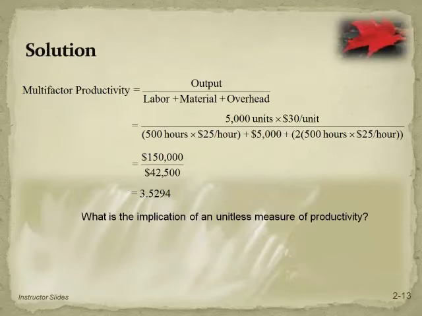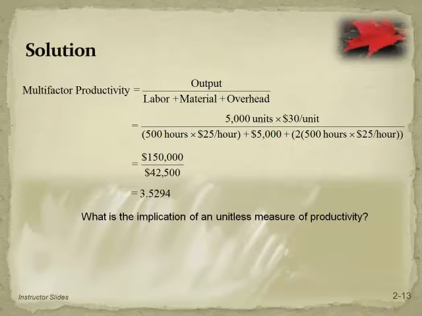So to solve that equation, the multi-factor productivity is the output divided by the labor plus the material plus the overhead. Of course, material, labor, and overhead is going to be your total cost. So the output is we produced 5,000 units, and each unit had a value of $30 each. So essentially, we're converting the output to a revenue measure. So 5,000 units times a selling price of $30 gives us a revenue of $150,000.